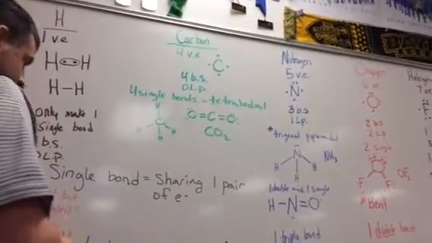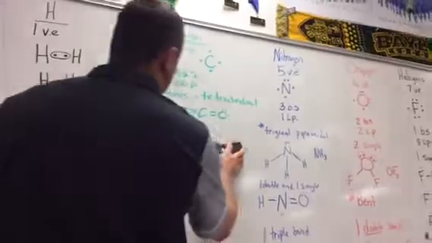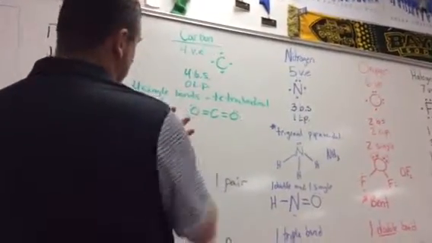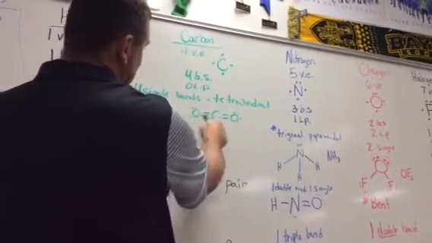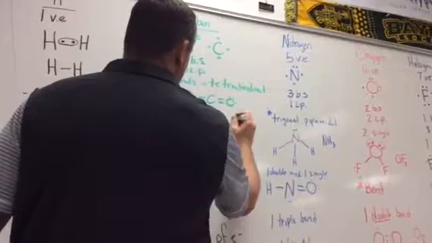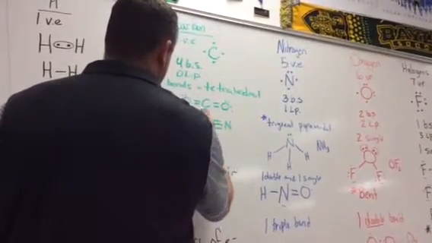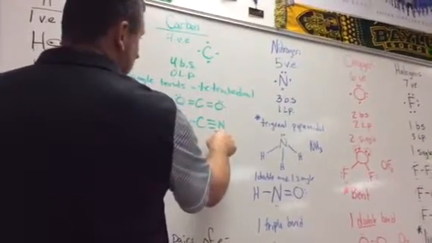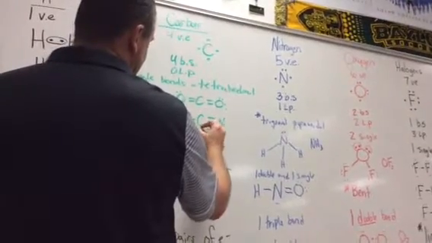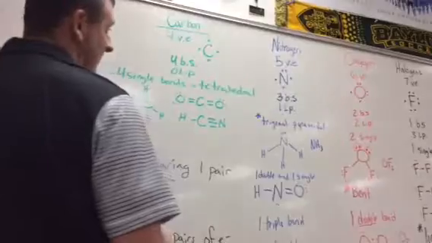Now, what's another way it could bond? I had to make four total. So I've got four single, I've got two double. What about a triple? And what family is going to form a triple bond with? Nitrogen's family, right? And then a single with either a hydrogen or a halogen. So that's HCN, which is cyanide right there.